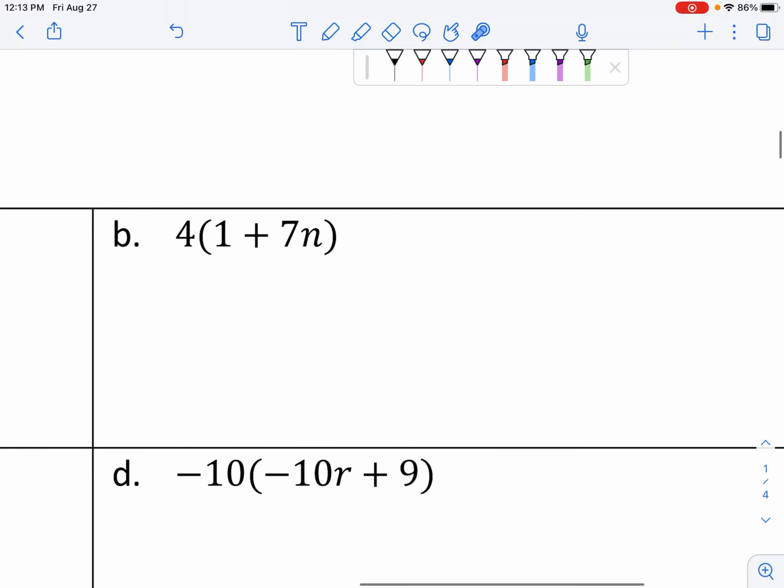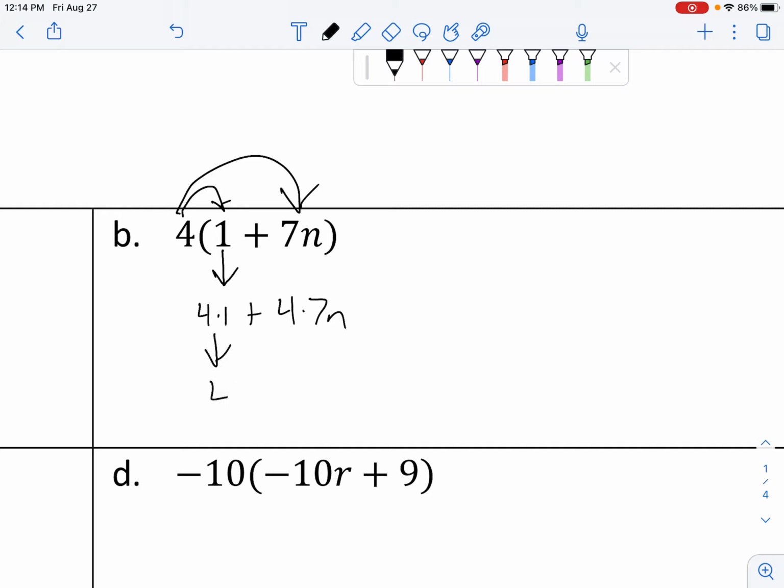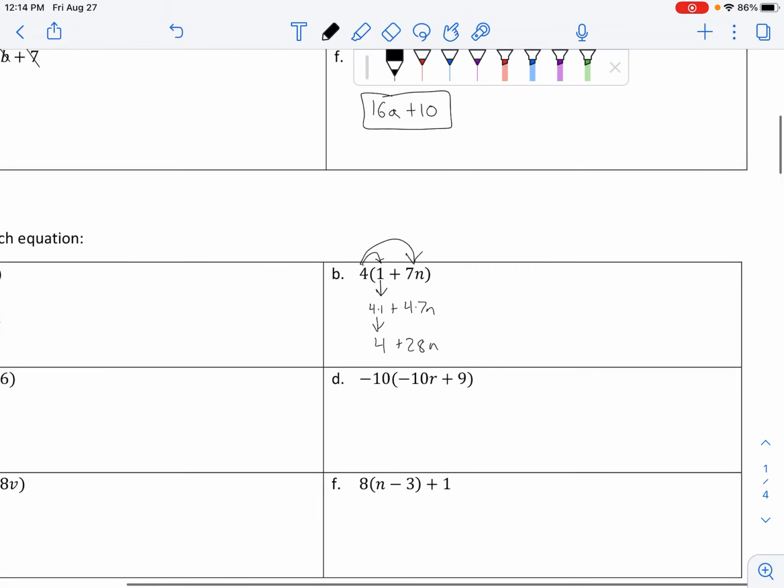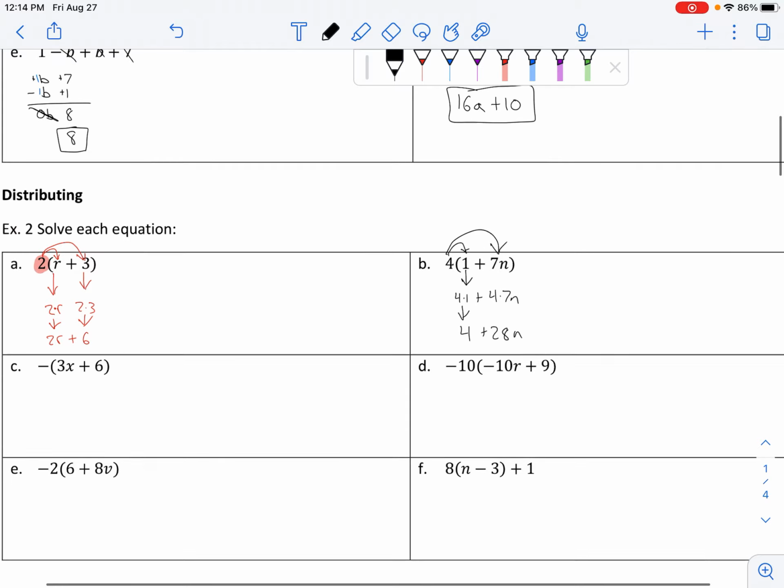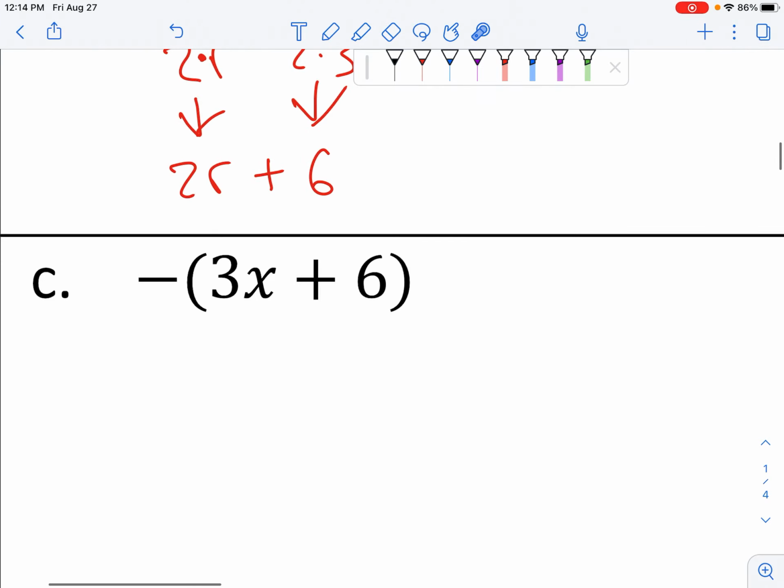I'm going to write these out just expanded so that you can see. 4 times 1. So we're saying 4 times 1, and plus 4 times 7n. And 4 times 1 makes 4. 4 times 7 makes 28n. So those ones I showed you with using a multiplication dot. Over here, I'm going to show us with parentheses.